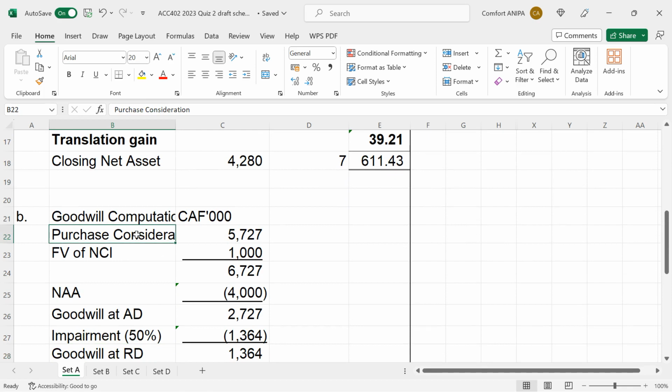Goodwill, also in the functional currency, but you can tell that the purchase consideration was in Ghana cedi, 763,600 Ghana cedi.